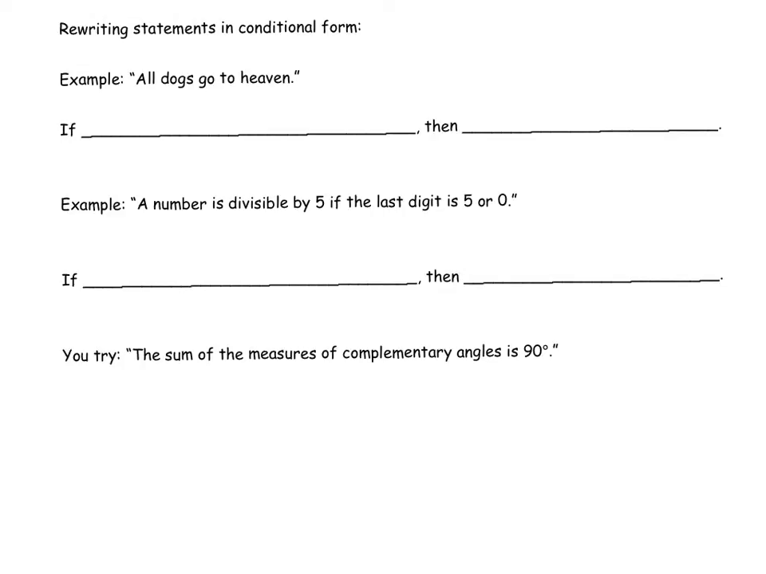It's saying that all dogs go to heaven. So I need to say something about if an animal is a dog, what happens to it? Well, it just goes to heaven. So I'm going to say if an animal is a dog, then it goes to heaven.